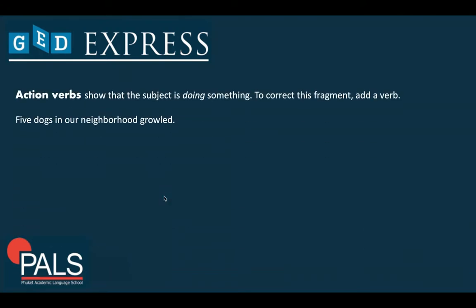Okay, how do we figure that out though? How do we know what's missing, or what it is that we need to add to a sentence if it's missing the verb? There are 2 kinds of verbs. So here, action verbs show that the subject is doing something.